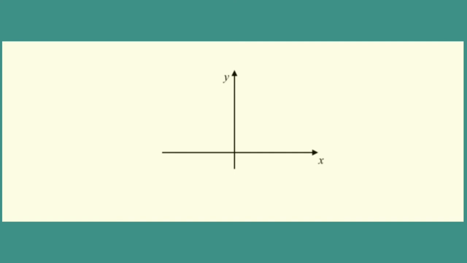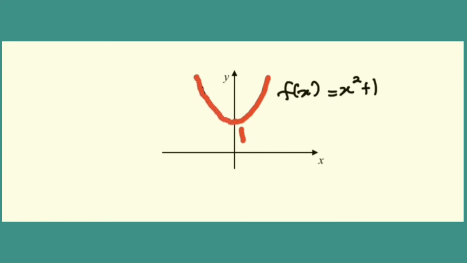From the graph of f(x) equal to x squared plus 1, we can see that when x approaches 0 from the right, f(x) approaches 1. And when x approaches 0 from the left, f(x) approaches 1. Thus, we can write the limit of x squared plus 1 as x approaches 0 equals 1.